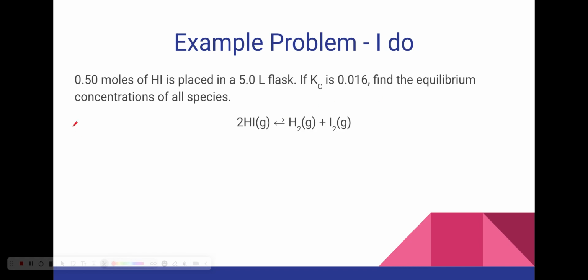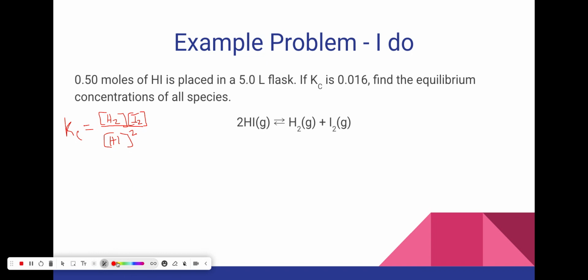Our equilibrium expression, of course, is Kc is equal to the products. So the concentration of H2 times the concentration of I2, raised to their stoichiometric coefficients. Well, they're both 1, so we don't have to worry about it. Divided by the concentration of the reactant, in this case HI, raised to its stoichiometric coefficient, which is why we're going to square it. So we have our first step already done. We have our expression for Kc written.